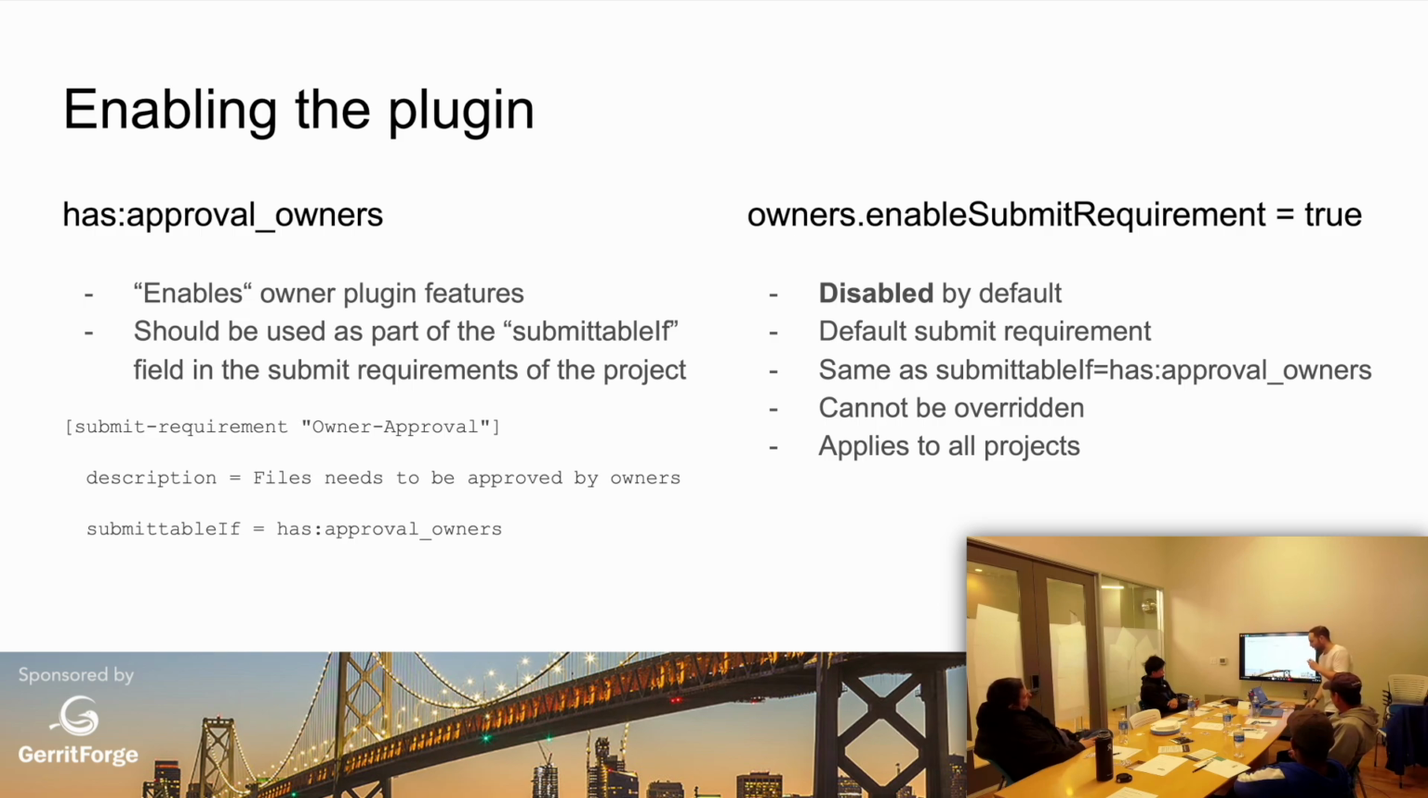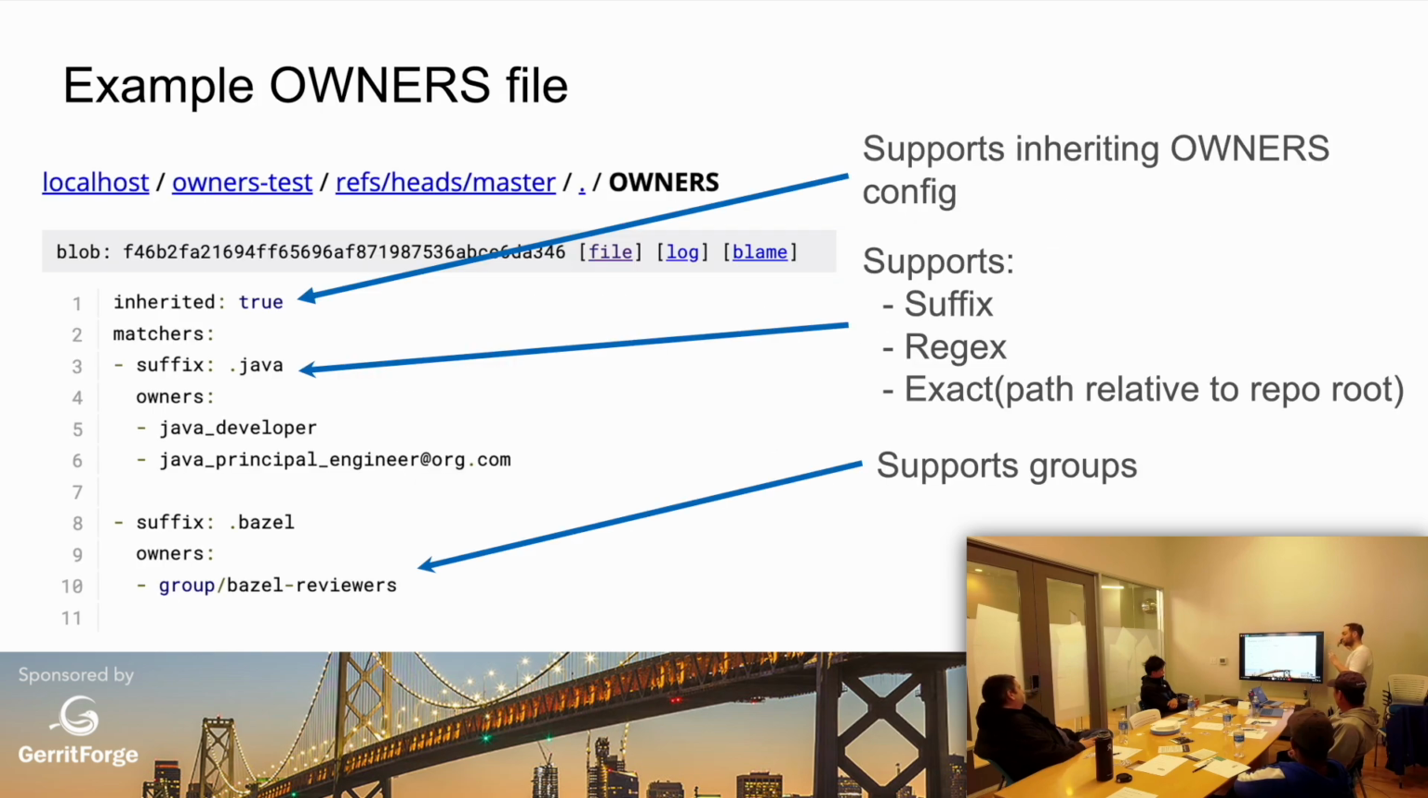Now let's look at an example owners file for the owners plugin. The code owners plugin has a different owners file, which I'll show afterwards. It can be inherited, so you can have layers of inheritance of the owners. You can set that to false, obviously, if you don't want that to be the case. There's a few different matches. So you can have suffixes, regexes, and exact paths for whatever you want to do. And then finally, and this is really important, it supports groups.